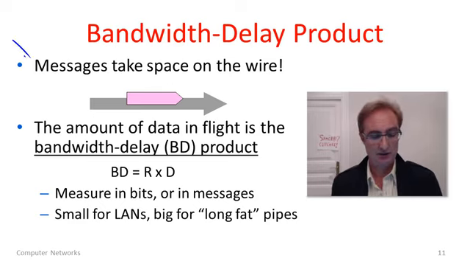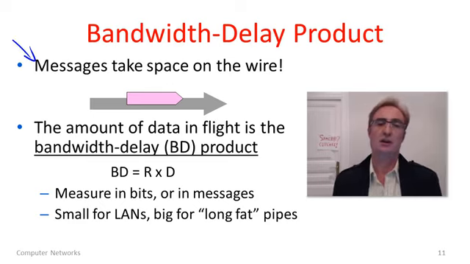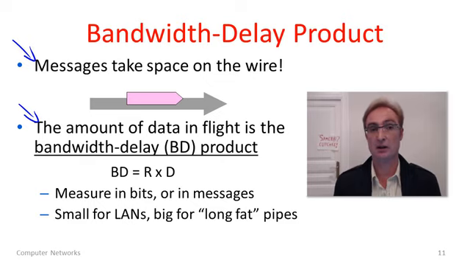It is kind of an interesting realization to think that messages actually take up space on the wire. So it's as if some volume of bits is actually stored inside a wire when you're using it to send a message. You've sent it from the sender, yet it hasn't reached the receiver. This quantity, the amount of data in flight, is called the bandwidth delay product.